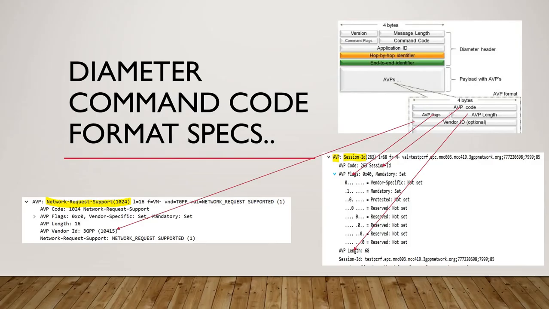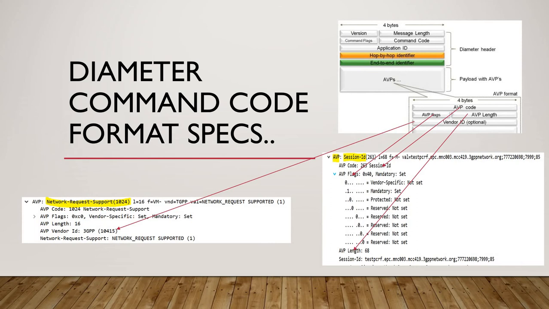Now AVP also has a structure. I even showed you in my previous lecture, but I have updated this slide to show you a high level picture of how an AVP looks. By now you all know the structure of a Diameter packet: version, message length, command code, application ID, hop by hop, and end-to-end identifier. Now comes the AVP, which stands for attribute value pair. The AVP consists of AVP code, AVP flag, AVP length, and vendor ID. Out of these, vendor ID is optional.